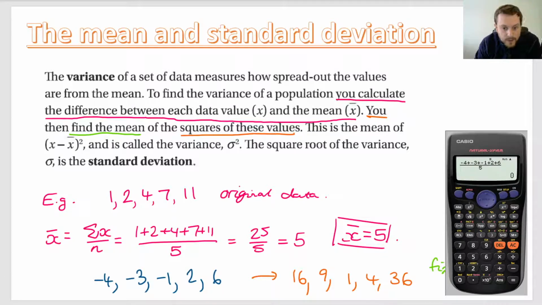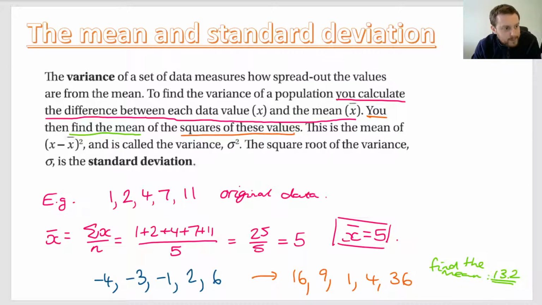So I'm going to have to do 16, add 9, add 1, add 4, add 36, and divide that by 5. So that's 13.2. And that's it. That's actually what the variance is. We've just calculated the variance right there.